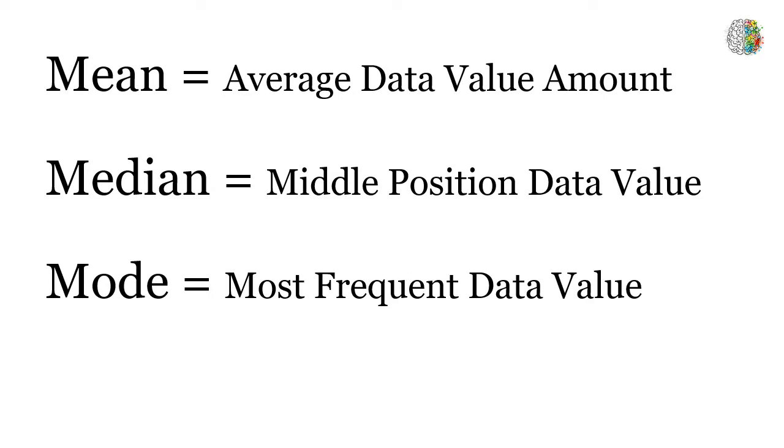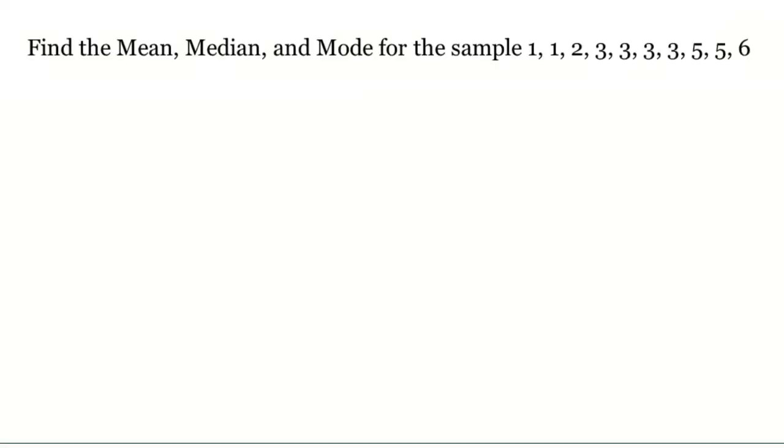So let's look at a couple of examples to see how we solve for each of these three measures of data. Okay, let's look at our first example. Our first example says find the mean, median, and mode for the sample 1, 1, 2, 3, 3, 3, 3, 5, 5, 6. So let's begin by solving for the mean.